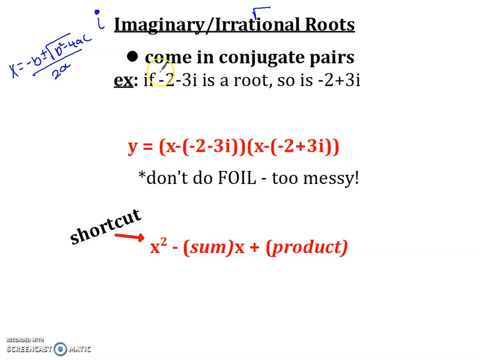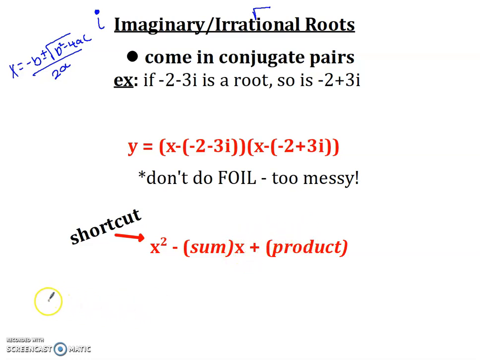Okay, this part is called the rational number. You don't ever change the sign of the rational number. You change the sign of the imaginary or square root, because that'll always be the second part of the quadratic formula. So if we had these roots, we would have to do x minus each of the roots and FOIL it out. Okay, it's very messy. It takes a long time. You're going to have to do it a lot. So we have this shortcut, which is x squared minus the sum times x plus the product.